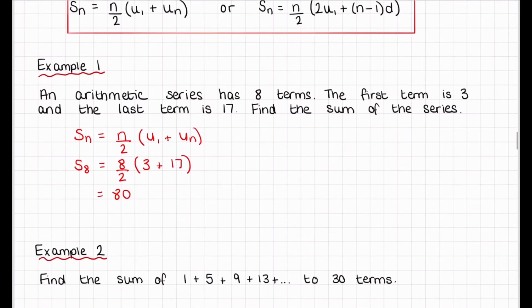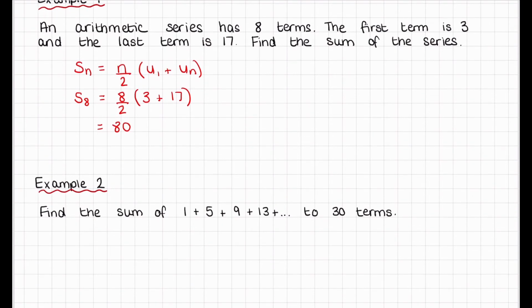Example 2. Find the sum of 1 plus 5 plus 9 plus 13 all the way up to 30 terms. We don't know what the 30th term is in this situation, so we're going to use the second formula from above. That was Sn equals n over 2 multiplied by 2 times u1 plus n minus 1 multiplied by d.